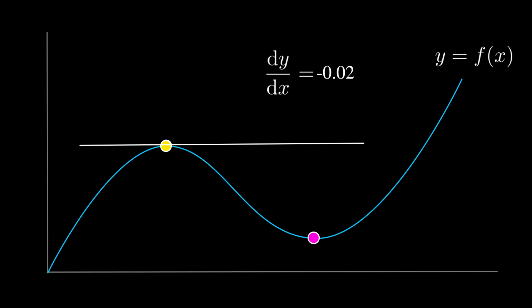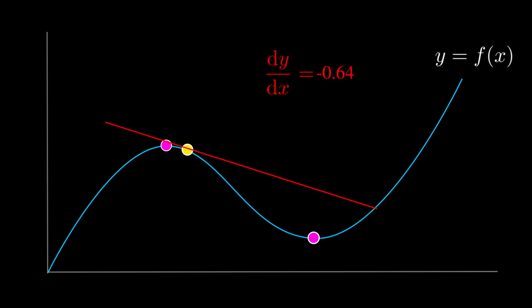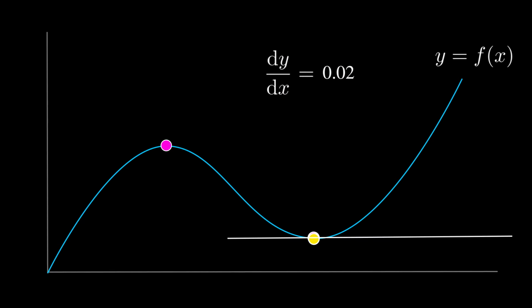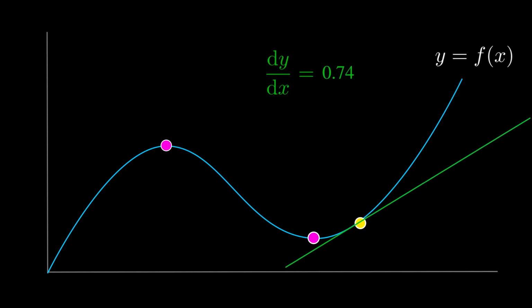Then when we're decreasing again, the gradient goes negative, but then begins to go back to 0 as we head to the second stationary point, at which we have a gradient of 0 again. And now when we're back into the increasing part of the graph, the gradient is positive and increasing.